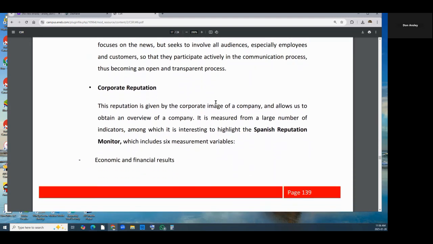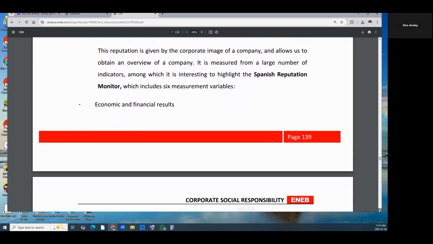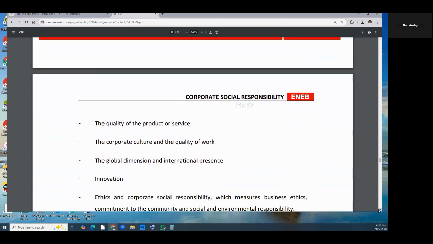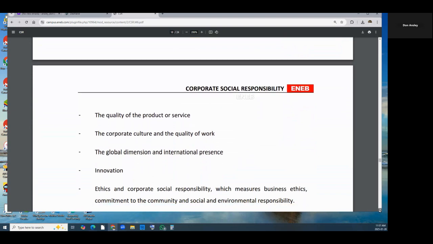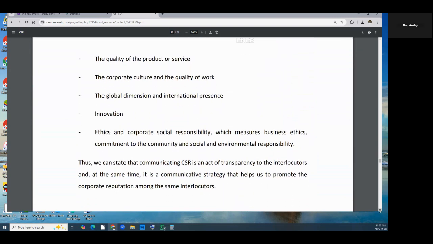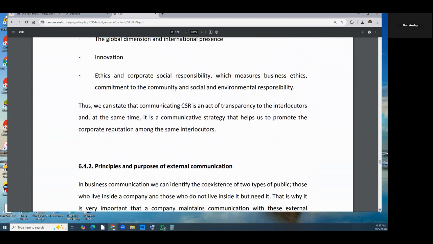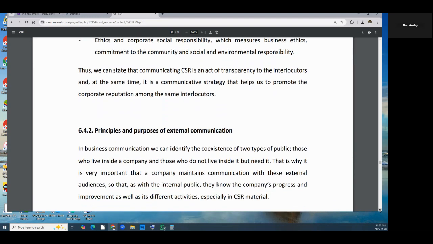Corporate reputation is given by the corporate image of the company and allows us to obtain an overview of the company. It is measured by a large number of indicators, among which an interesting one is the Spanish Reputation Monitor, which actually has 6 measurements: economic and financial results, the quality of the product or service, the corporate culture and the quality of work, the global dimension and the international presence, innovation, ethics, and corporate social responsibility, which measures business ethics, commitments in the community, and social and environmental response. Thus, we can state that communicating CSR is an act of transparency to the interlocutor, and at the same time, it is a communicative strategy that helps us to promote a corporate reputation among the same interlocutors.